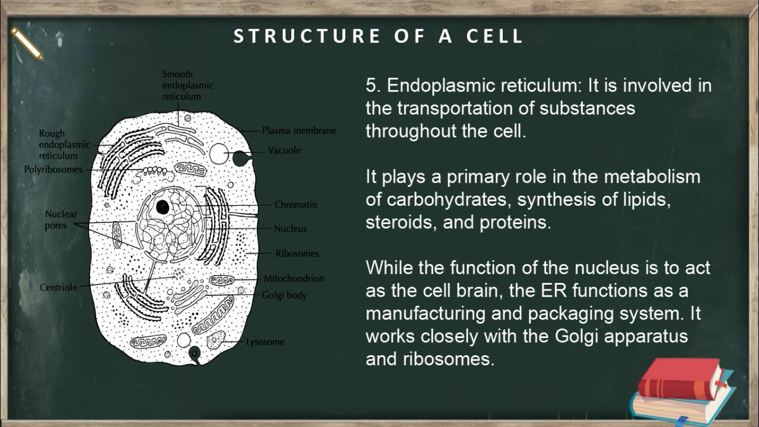5. Endoplasmic reticulum. It is involved in the transportation of substances throughout the cell. It plays a primary role in the metabolism of carbohydrates, and the synthesis of lipids, steroids, and proteins. While the function of the nucleus is to act as the cell brain, the endoplasmic reticulum functions as a manufacturing and packaging system. It works closely with the Golgi apparatus and ribosomes.